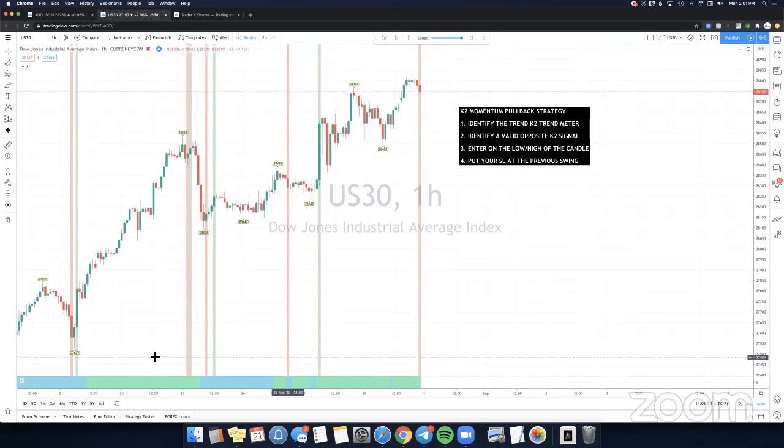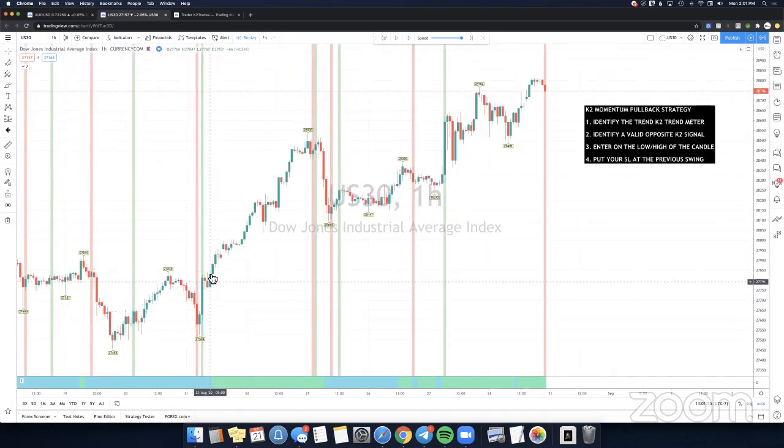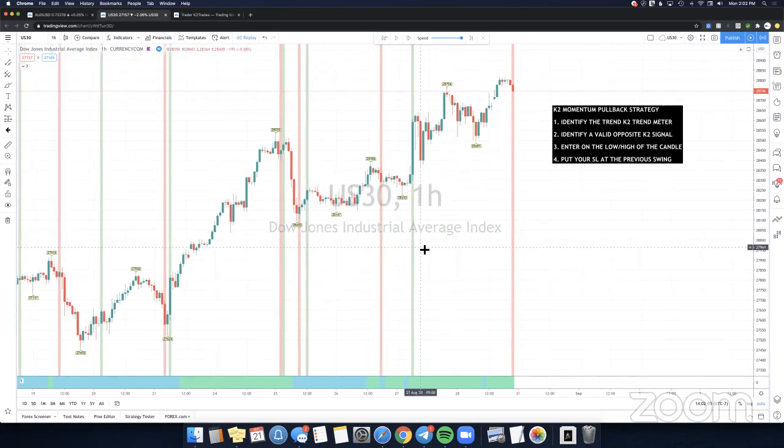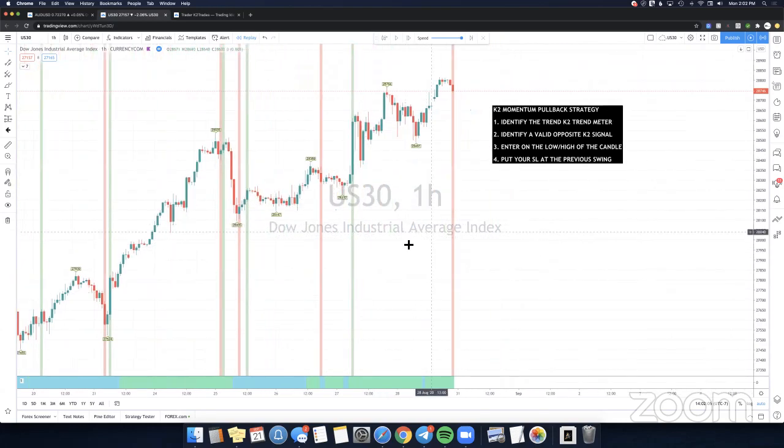Because generally, if it's trending up, you'll see price go up and then it'll pull back a little bit and then it'll correct back upwards. And it just pretty much pulls back a little bit and then does the same thing over and over again. So that's kind of how this strategy works. So once you identify the trend and you can see that the trend is trending up down here, next you just want to identify a valid opposite K2 signal.